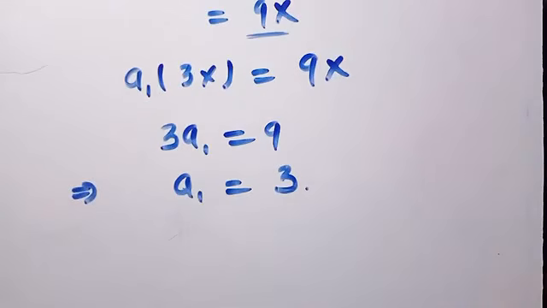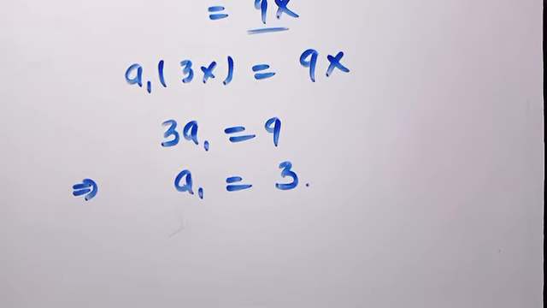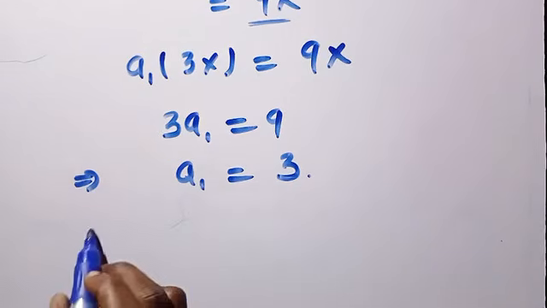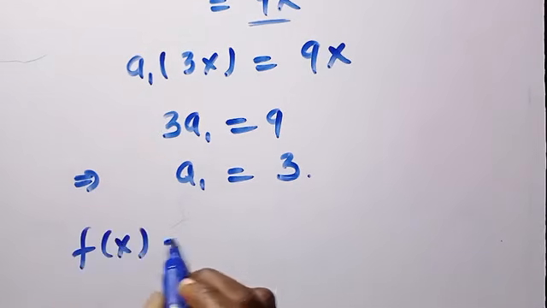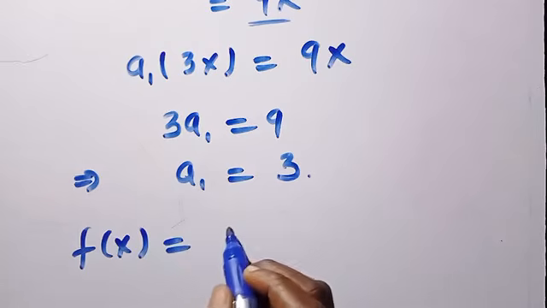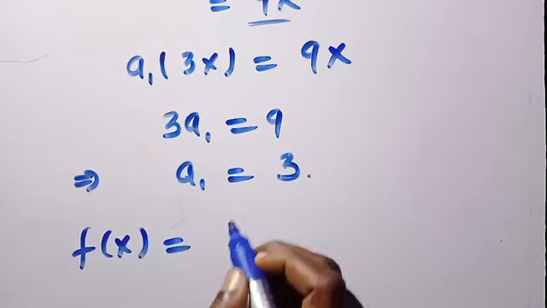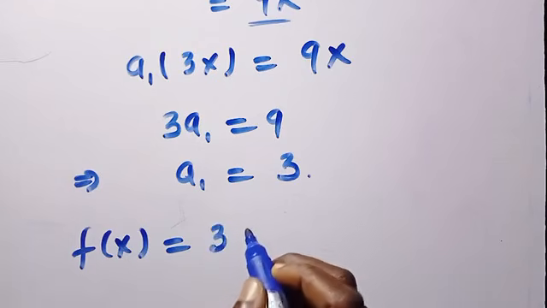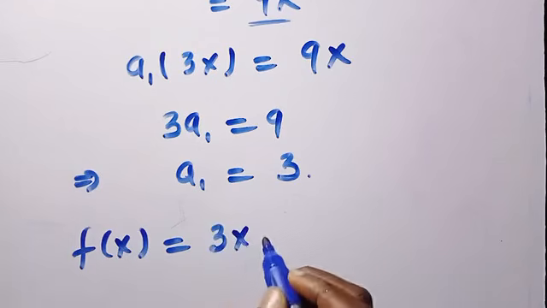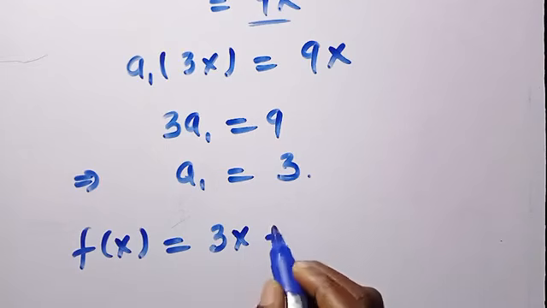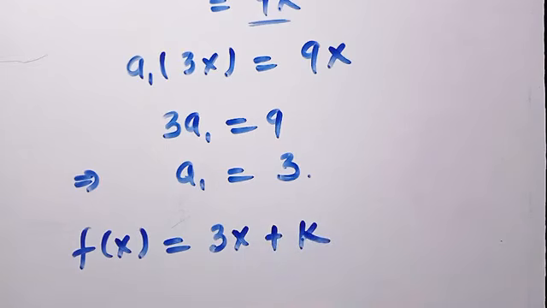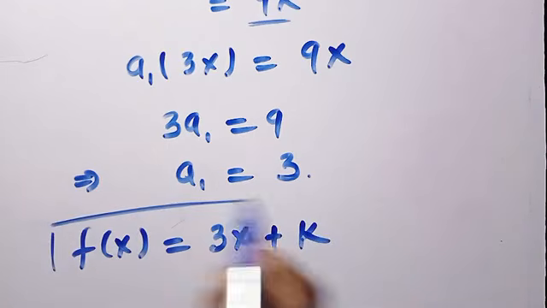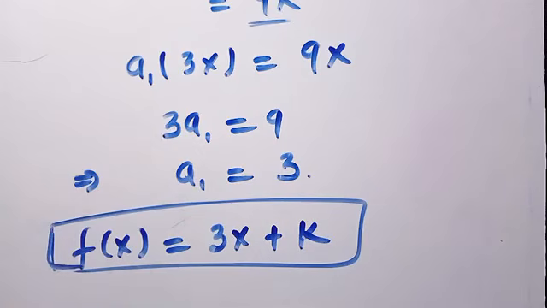So if a1 equals 3, then we are now going to conclude that our f of x is equal to, from what we have, an, which is a1. If n equals 1, that is 3. Then at x to the power 1, that is 3x raised to power 1, then plus a constant value. So this is the general solution for f of x.